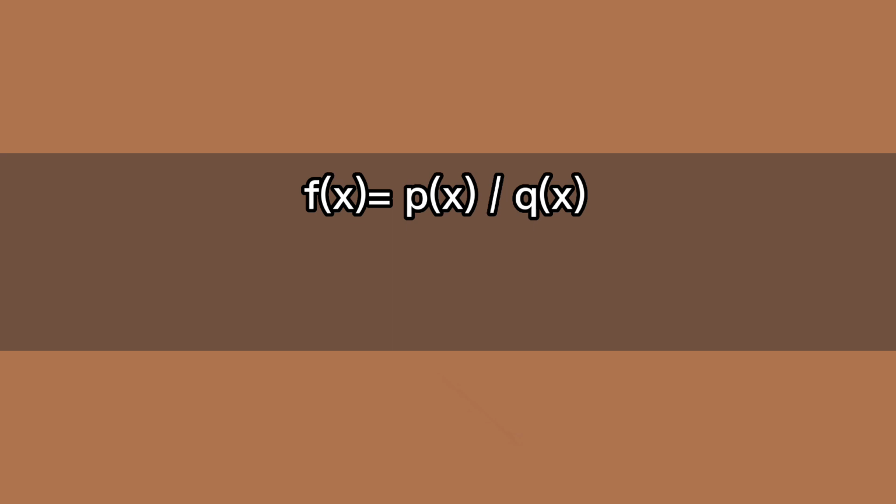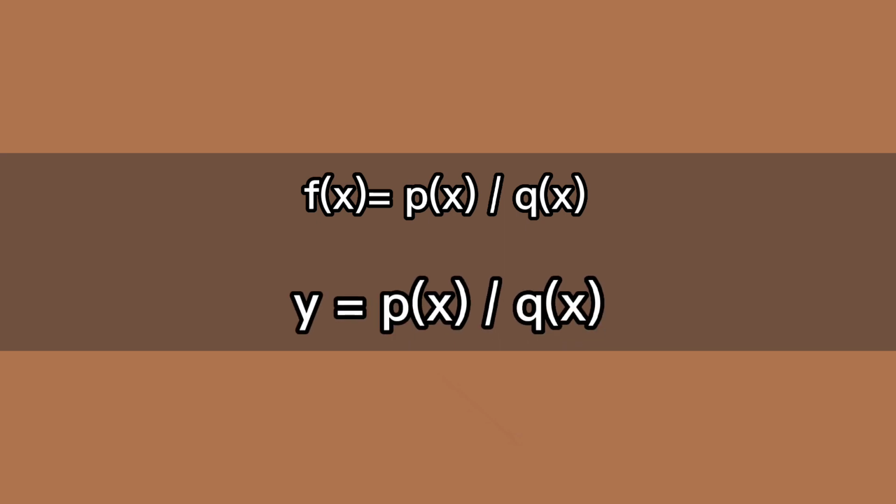We can also write it in this form. So instead of writing f of x, we can write it as y. So that's the output of a function. Here, p of x and q of x are polynomial functions, and very important for a rational function, the denominator, or q of x, must not be equal to 0. It's not a zero function. If the denominator is 0, then it will be undefined. So that's why it must not be equal to 0.